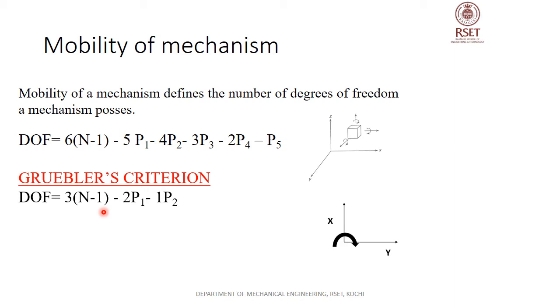If there are 3 movable links, then the total degrees of freedom, considering 3 motions for each link, is 3 into 3, that is 9 degrees of freedom in total, considering 3 motions in a plane. Then minus 2p1 and minus 1p2. 2p1 and 1p2 represent the number of constrained motions. We know that 3 motions are possible for a planar case.